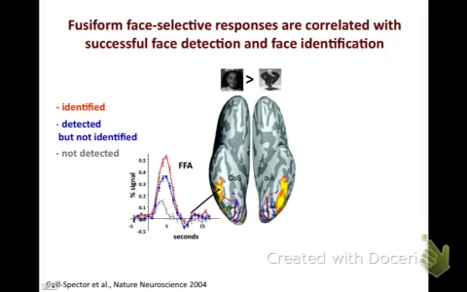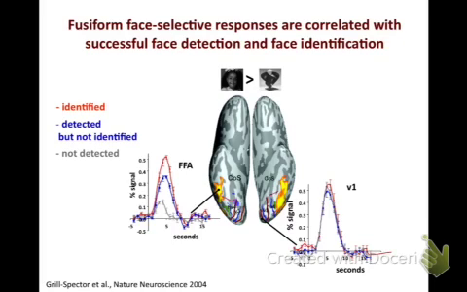However, when a face is presented and detected, this is the blue line, you get a still significant response, but not as high as when it's identified. And importantly, when you present a face and people don't detect that the face is presented there, you get very little response over the FFA. So the level of response over the FFA is correlated with what subjects perceive.